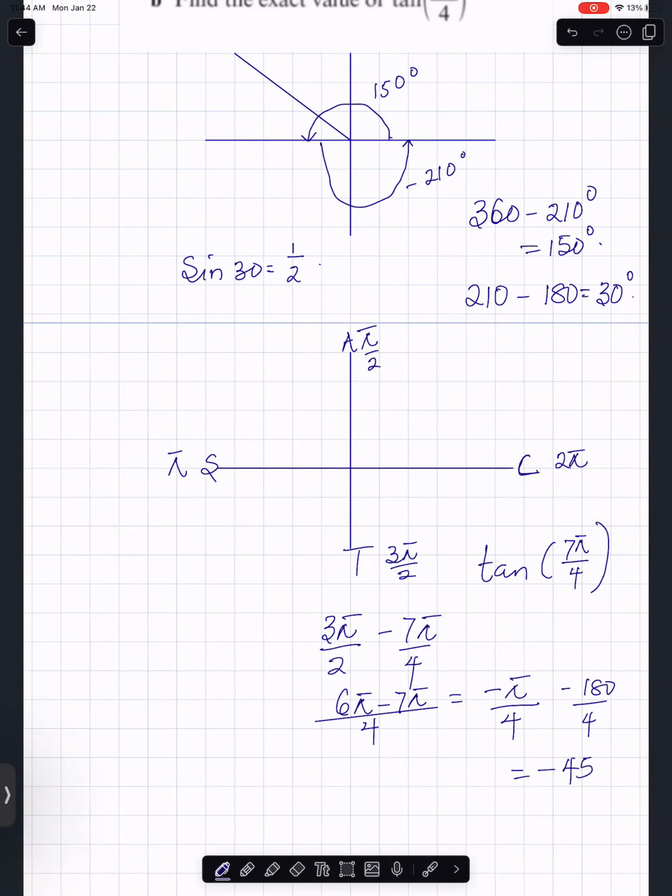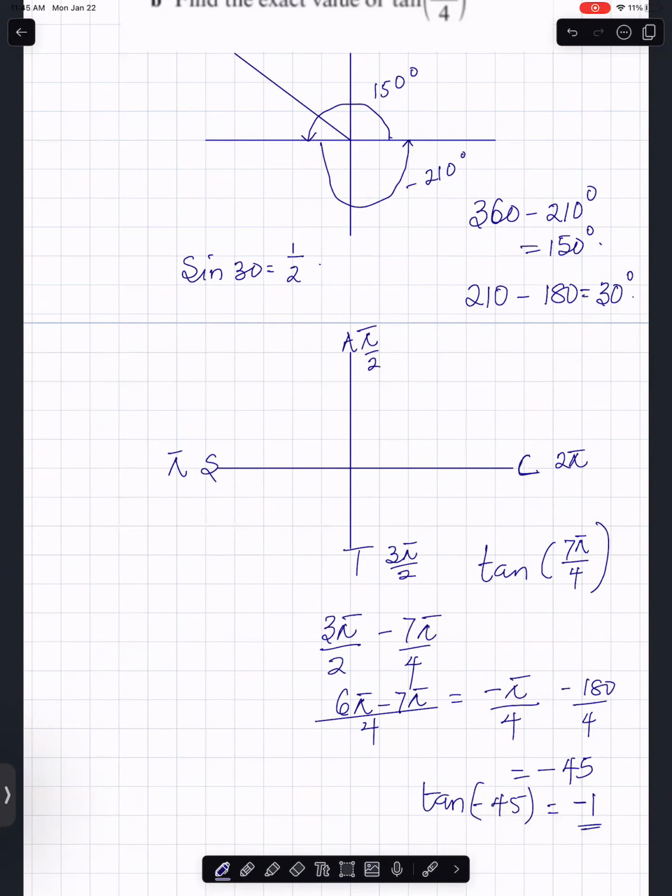So I'll have tan of negative 45. Tan negative 45 gives negative 1 from our trigonometric ratio, since tan 45 is 1. So this is how to use our trigonometric identities for positive and negative values of sine, cosine, and tan.